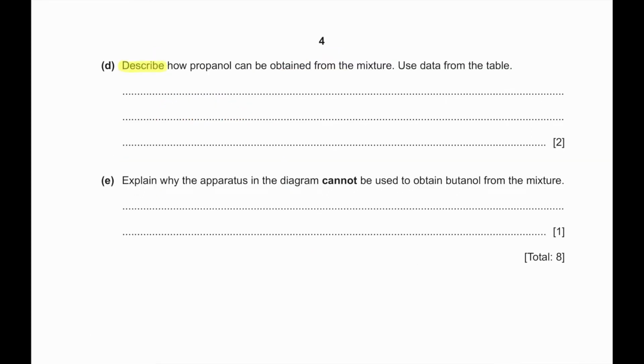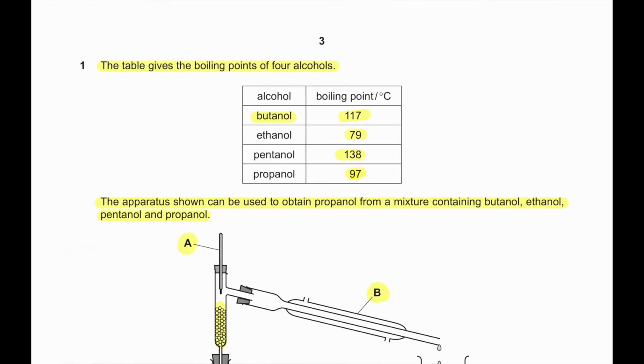Part D. Describe how propanol can be obtained from a mixture using data from the table. So first of all, what we'll have to do is that propanol has a boiling point of 97 degrees Celsius if we notice, and ethanol has a boiling point of 79 degrees Celsius. So first of all, we will boil off the ethanol, and then we are going to get propanol.